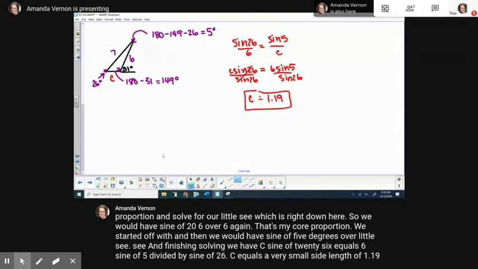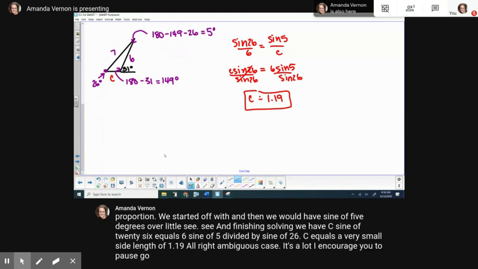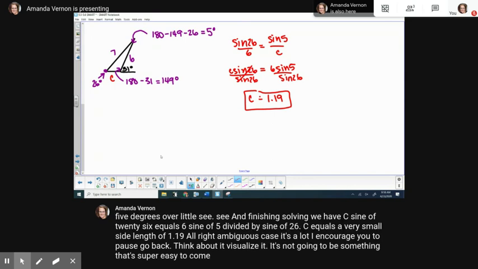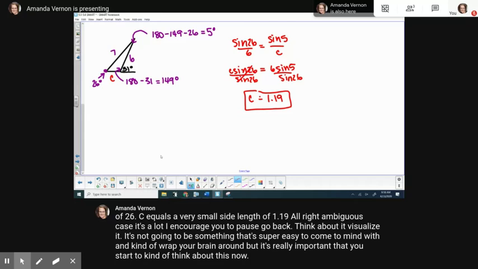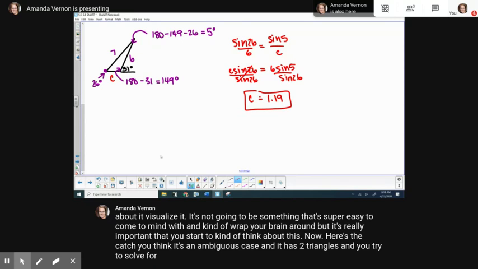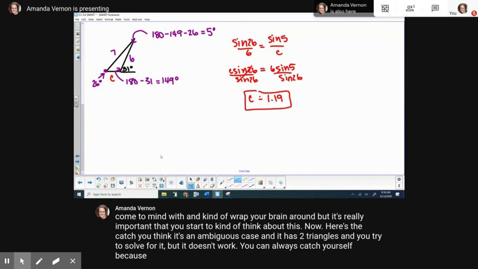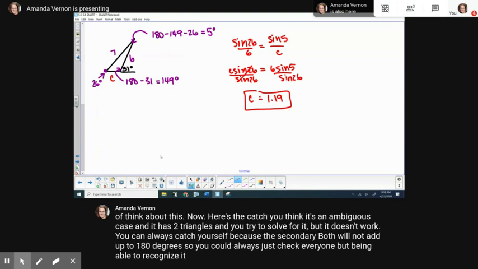All right, ambiguous case. It's a lot. I encourage you to pause, go back, think about it, visualize it. It's not going to be something that's super easy to wrap your brain around, but it's really important that you start to think about this. Now, here's the catch. If you think it's an ambiguous case and it has two triangles and you try to solve for it, but it doesn't work, you can always catch yourself, because the secondary triangle will not add up to 180 degrees. So you could always just check, but being able to recognize it would be better.